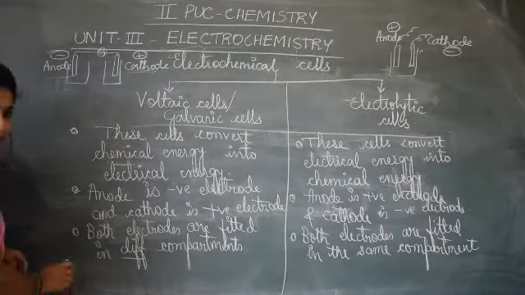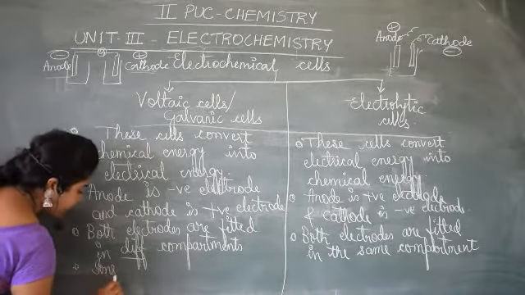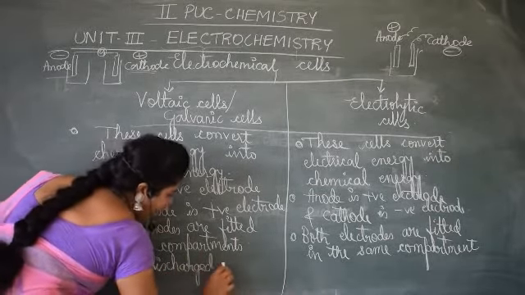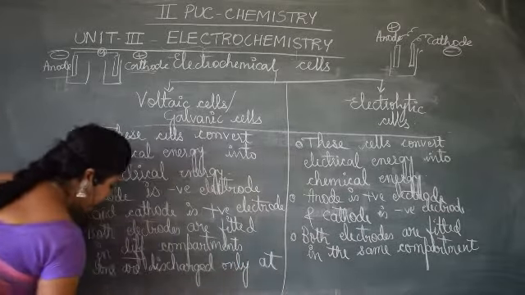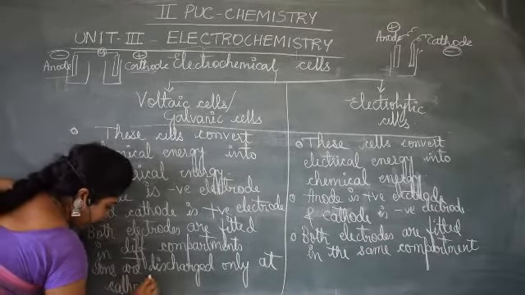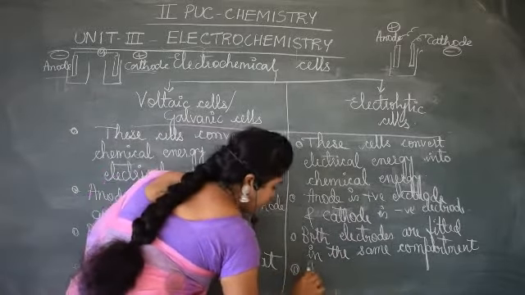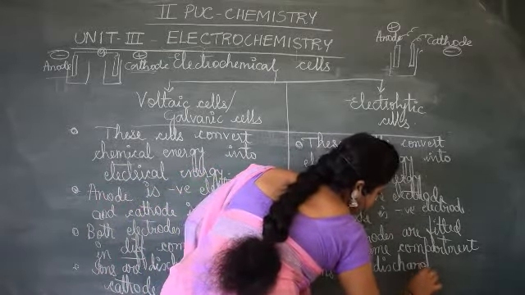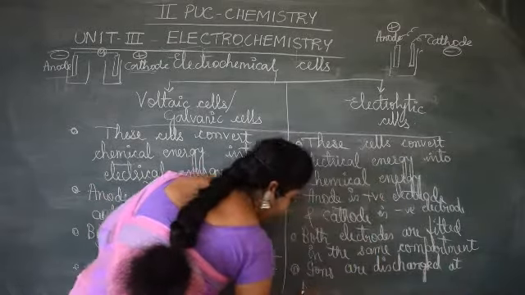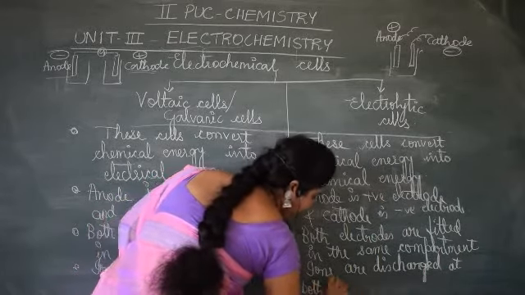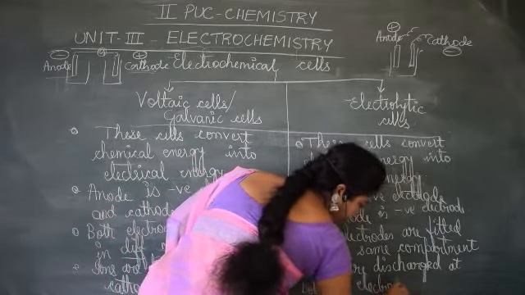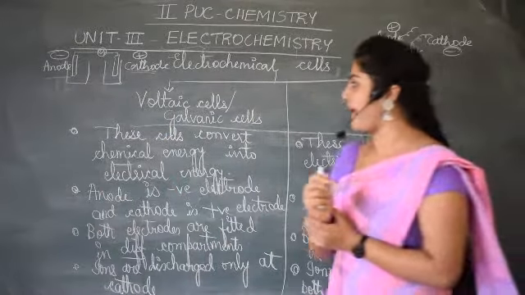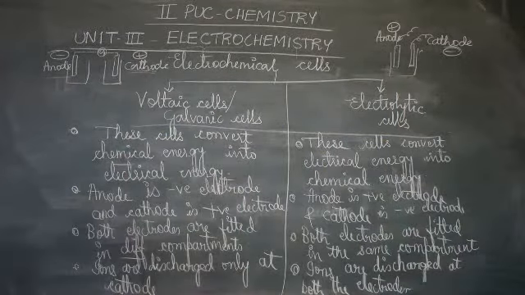So the difference we will mention is that in a voltaic cell ions are discharged only at the cathode, whereas in an electrolytic cell ions are discharged at both the electrodes. Hope you have followed the difference between the two types of cells, that is voltaic cells and electrolytic cells.